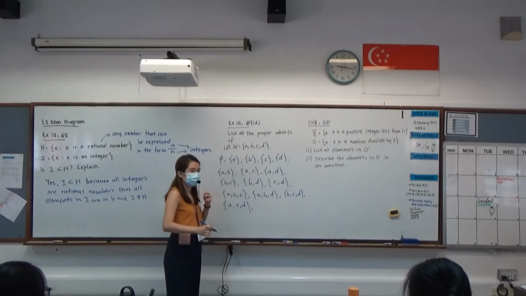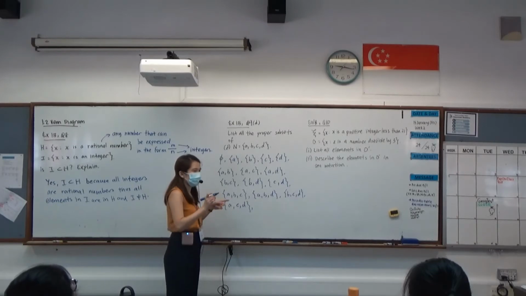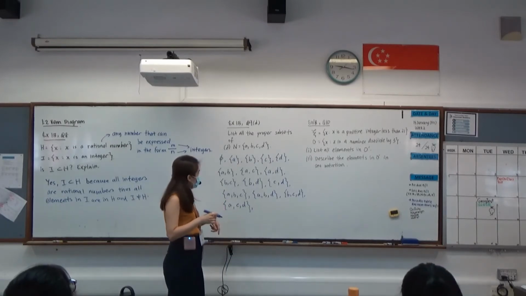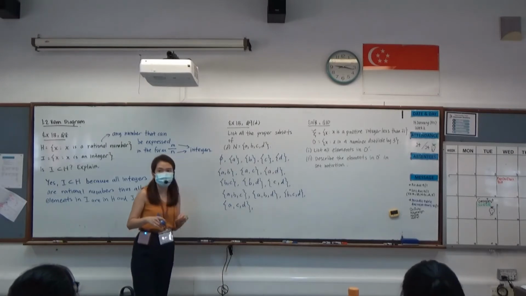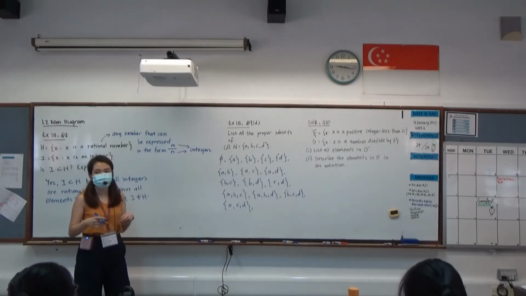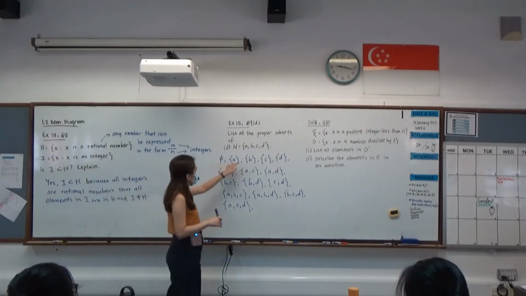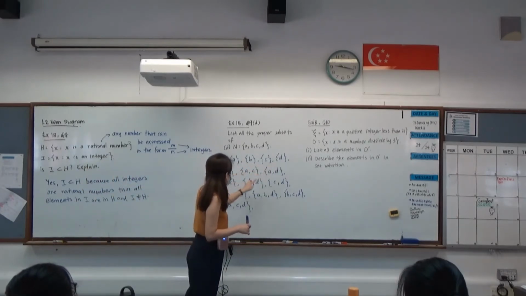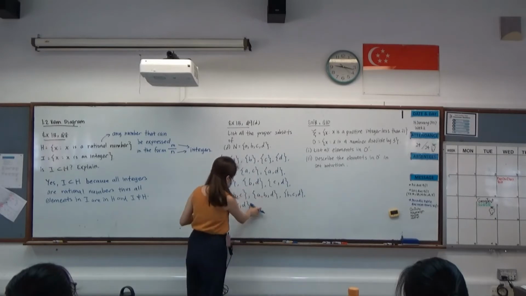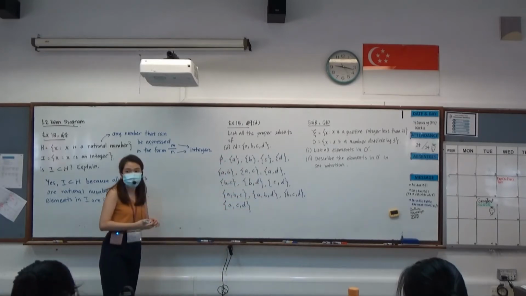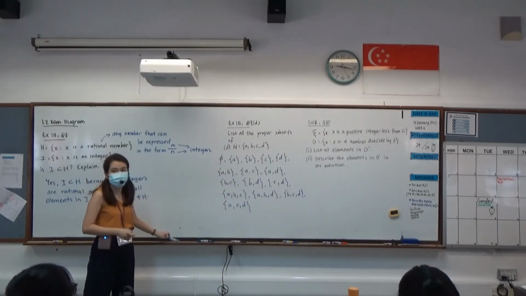Then Joseph, any more? No more? Do you agree that this is the full list? Okay, so let's count 1, 2, 3, 4, 5, 6, 7, 8, 9, 10, 11, 12, 13, 14, 15, yes. So when it comes to proper subsets, this would be the full list.